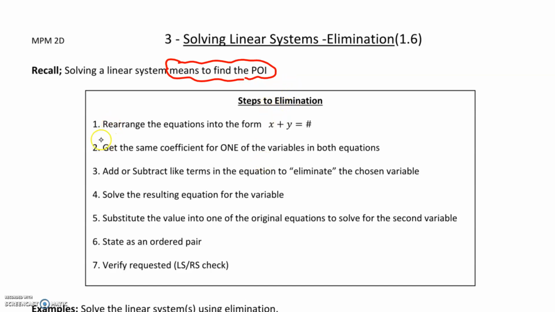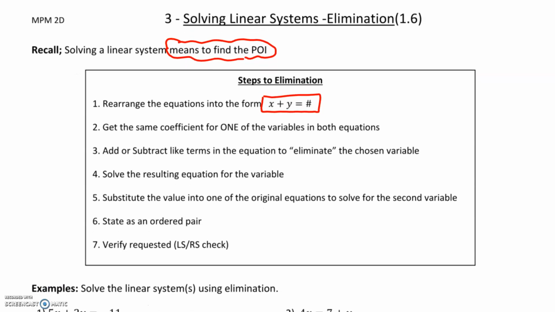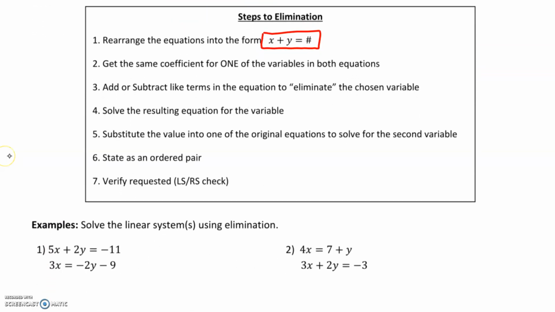So let's start with step 1. We're going to rearrange the equation so it's in the form the x variable plus the y variable equals the constant. All right, let's take a look at our first example. And let's see, we'll apply step 1. So I can see that my first line, so remember that this is our linear system, is in the form x plus y equals the constant, but our second equation is not.